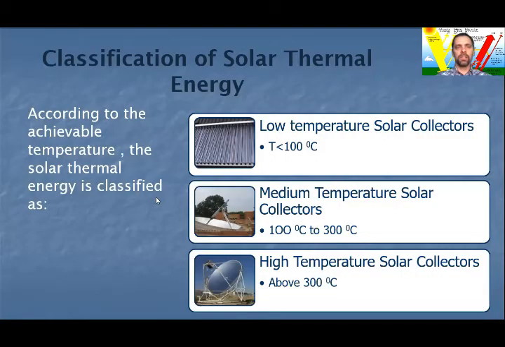The solar collector is the most important part of the system, so we will talk about it a lot. According to the achievable temperature, the solar thermal energy is classified as low temperature solar collectors, where the temperature is below 100 degrees Celsius, medium temperature solar collectors, where the temperature is from 100 to 300 degrees Celsius, and high temperature solar collectors, where the temperature is above 300 degrees Celsius. We will talk about all three categories in detail.